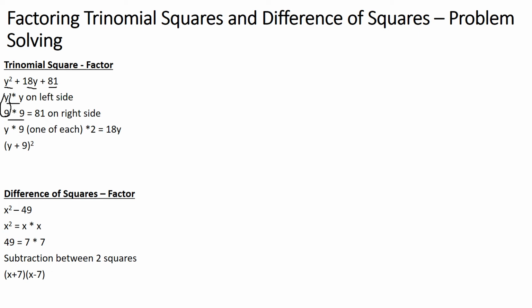Difference of squares. x squared minus 49. Perfect square for x, x times x. 49 is a perfect square, 7 times 7. But I got a minus sign, so it's x plus 7 times x minus 7.